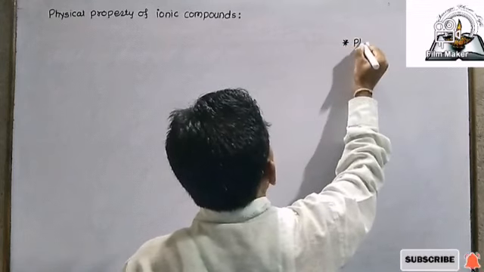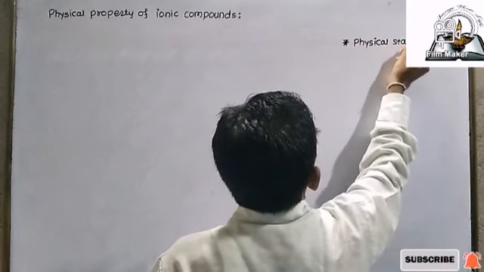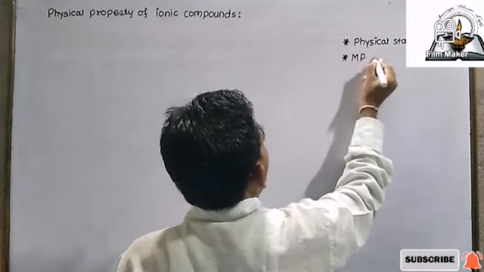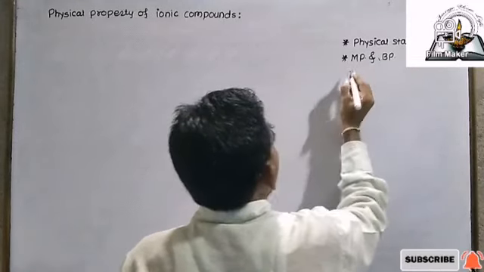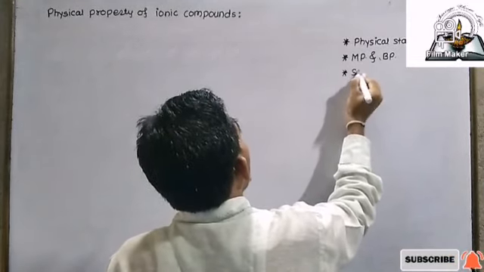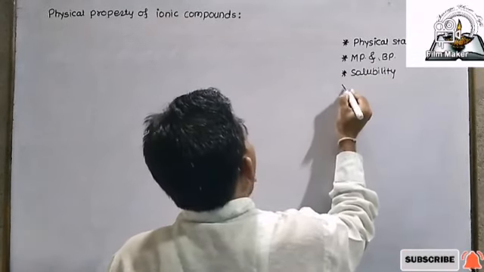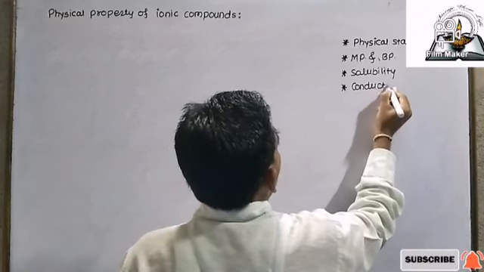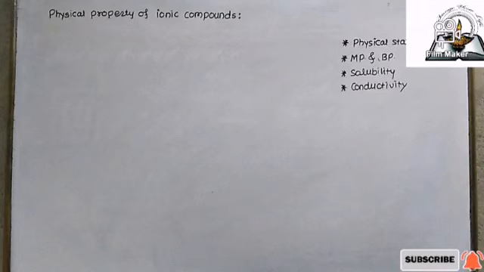First one is the physical state. Second one is melting and boiling point, the melting point and boiling point of the ionic compounds. Next one is the solubility of ionic compounds, and another one is conductivity. In case of conductivity we have to see in detail the electrolysis process of the ionic compounds.